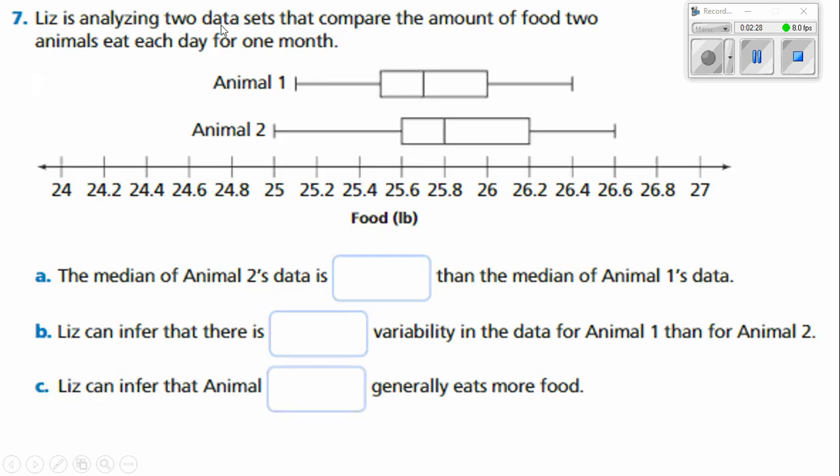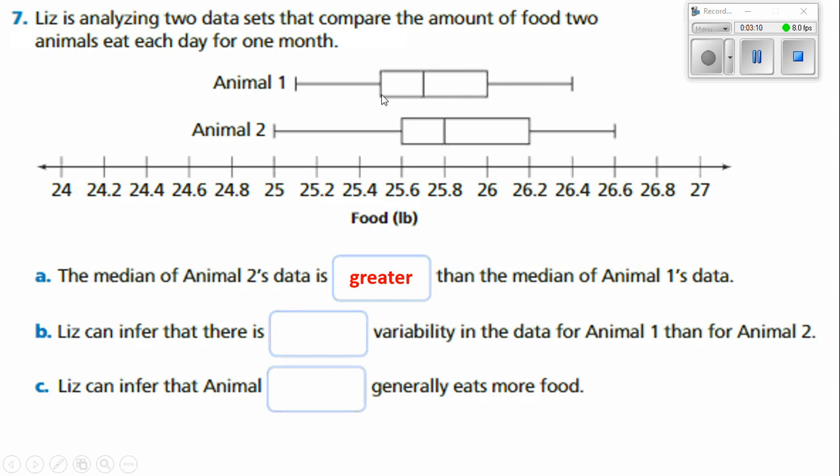Number 7 says Liz is analyzing 2 data sets that compare the amount of food 2 animals eat each day for a month. Well, animal 1, we can see, eats about, as a median, 25.7, and animal 2 is sitting at about 25.8. The median of animal 2's data is blank than the median of animal 1's. Well, we can say that it is greater. Liz can infer then that there is blank variability in the data for animal 1 and animal 2.